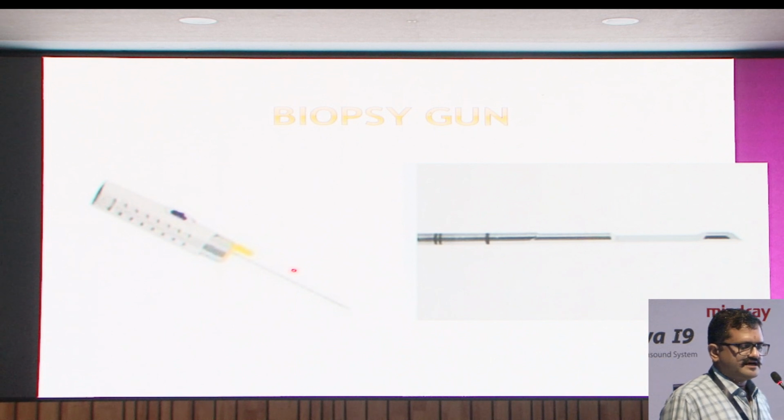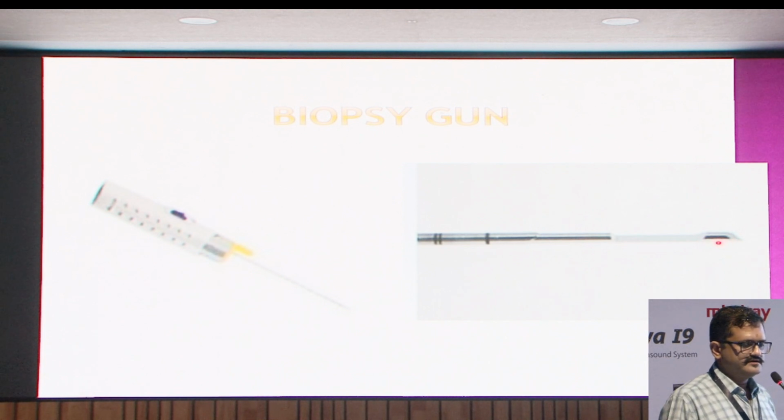This is the automatic biopsy gun. Here is the slot where the tissue gets collected, and this is the 0.5 centimeter dead portion of the needle, which goes ahead of the lesion.